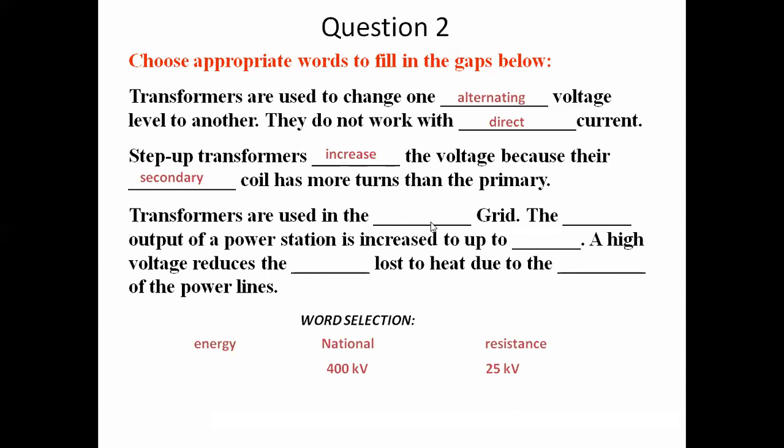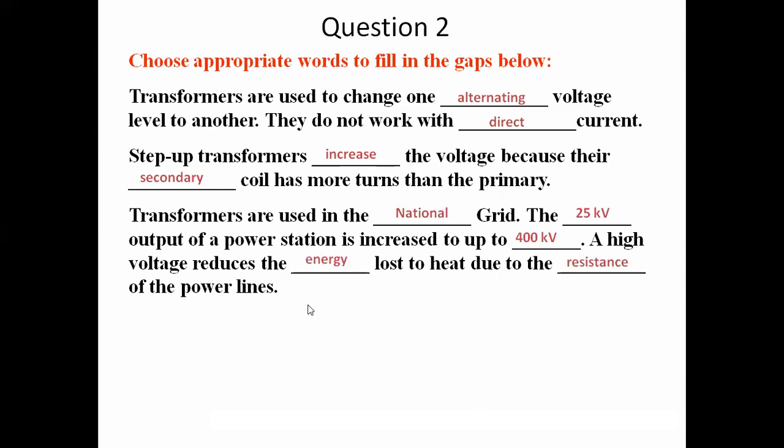Transformers are used in the national grid. The 25 kilovolt output of a power station is increased to up to 400 kilovolts. A high voltage reduces the energy loss, the power loss to heat due to the resistance of the power line.